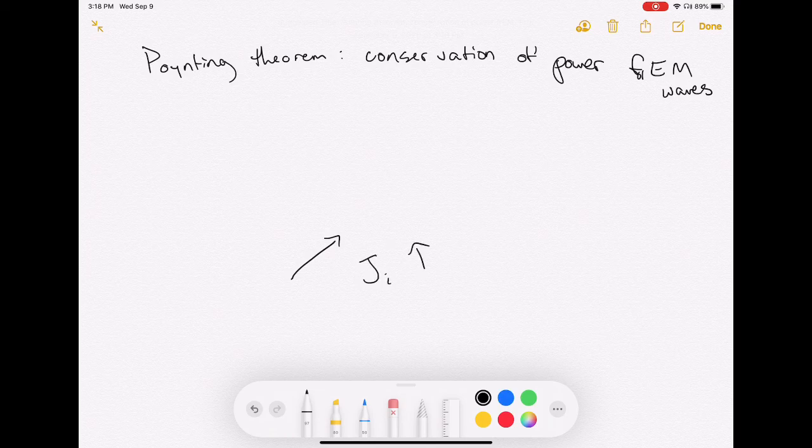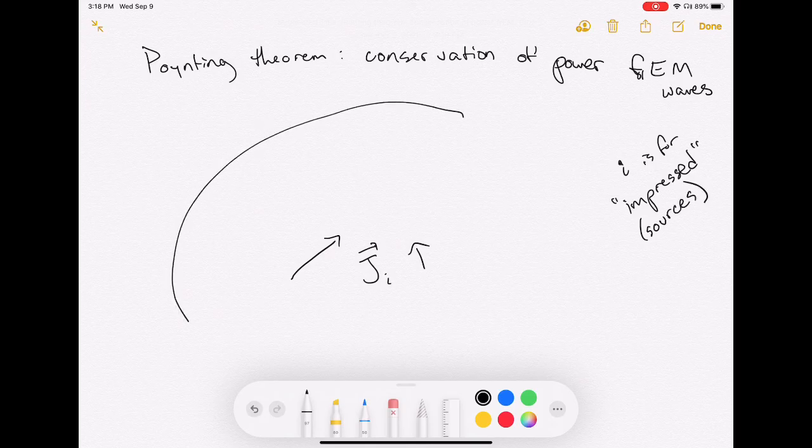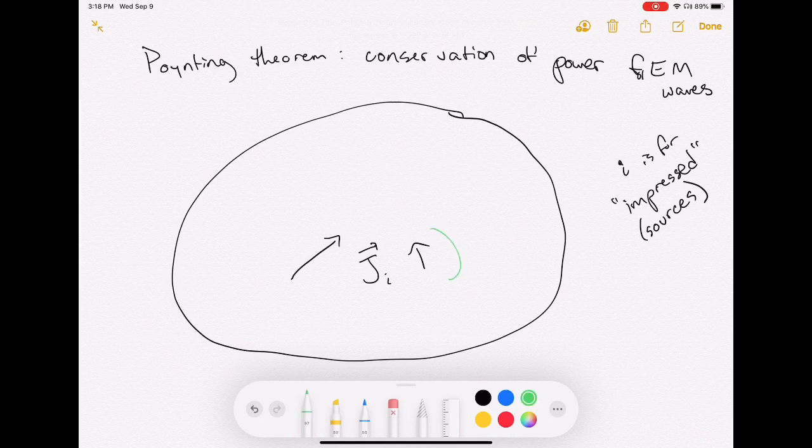So let's say we have some sources, Ji. I is for impressed here, which just means sources. And we'll constrain our view to a particular volume. Now these sources could be radiating.